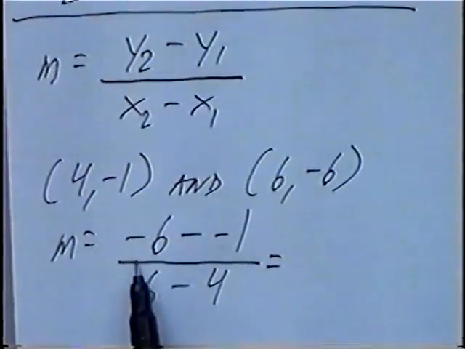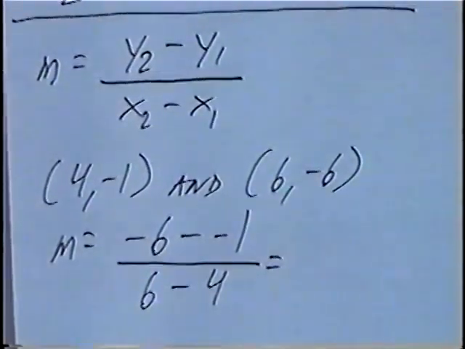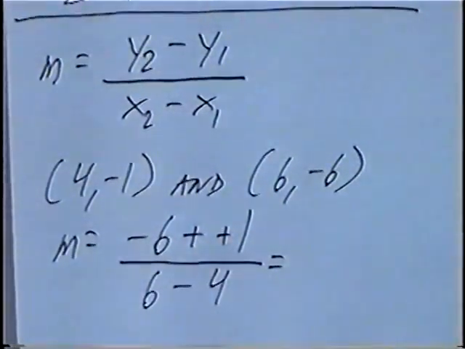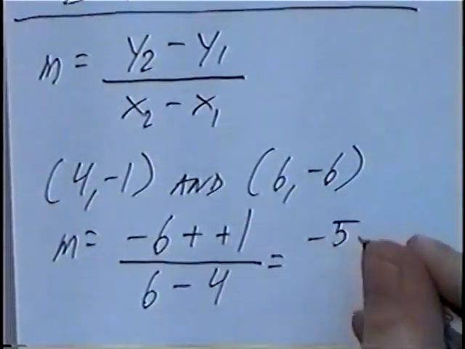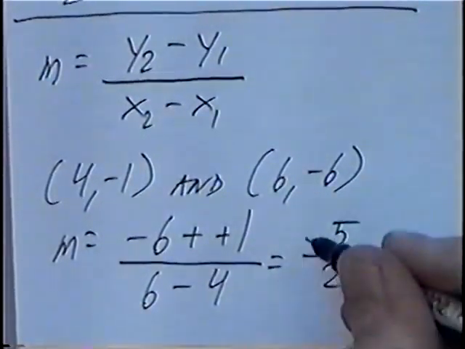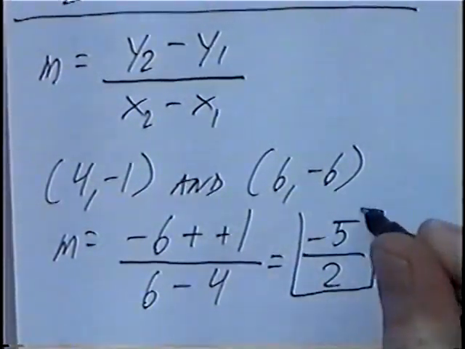Solving from here, negative 6 minus a negative 1. Whenever you have minus minus or two negatives, we can change that to positive. Negative 6 plus 1 would be negative 5, and 6 minus 4 would be 2. So the slope would be negative 5 over 2.